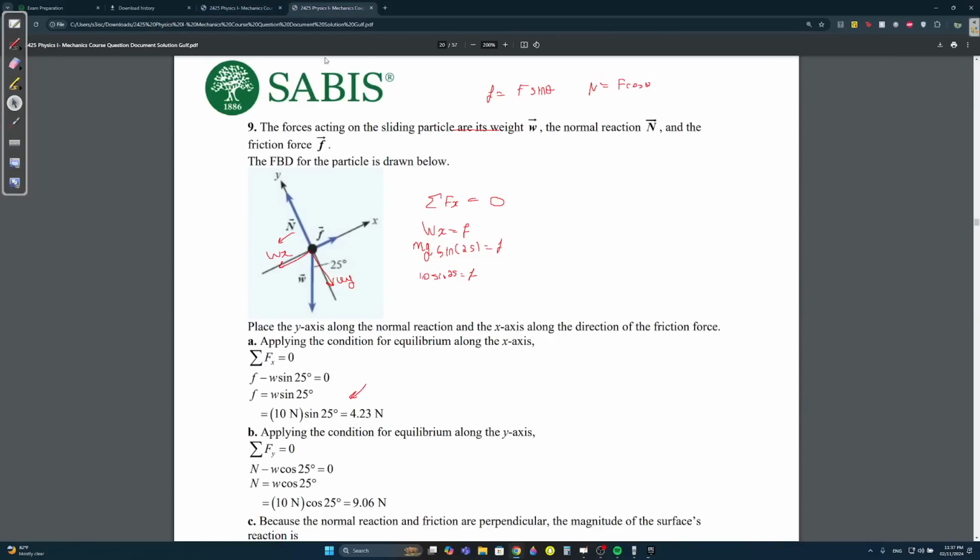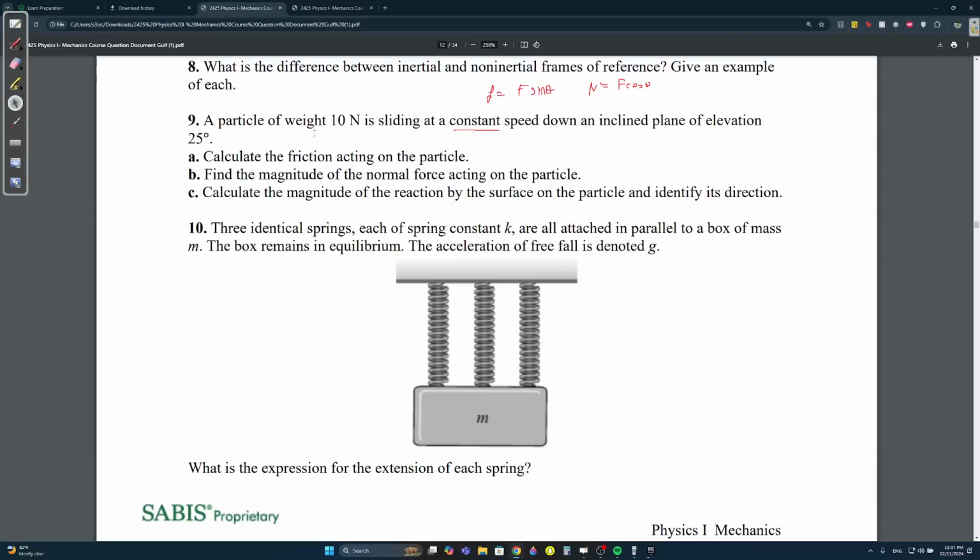Find the magnitude of the normal. Same thing. But normal, is it horizontal or vertical? Vertical. So we do sigma Fy equals 0, and you're going to get the normal is equal to Wy. And Wy is just W cosine alpha. So you get W cosine 25. So 10 cosine 25, 9.06.